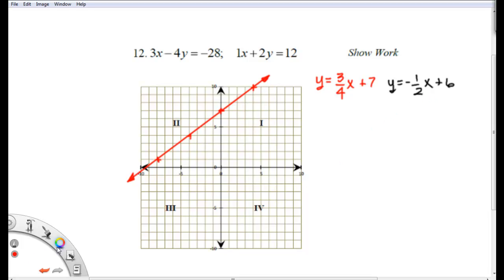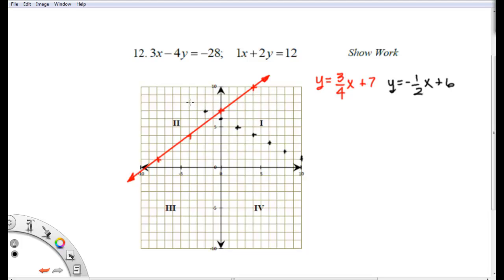Now let's graph B. Let's see what happens. Now this is a negative slope. I start at 6. I go down 1 to the right 2. This is a negative 1. This is a positive 2. So down 1 to the right 2, down 1 to the right 2, down 1 to the right 2. Just keep counting. Now I'm going to go up 1 to the right 2.